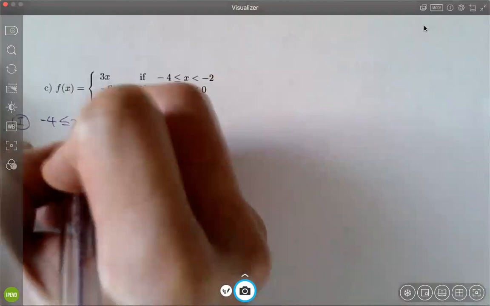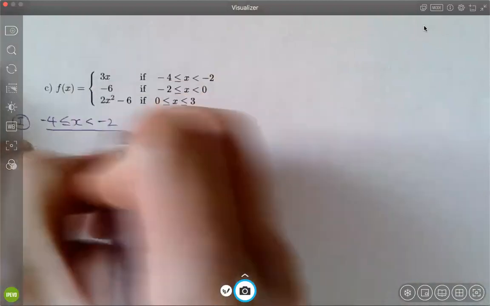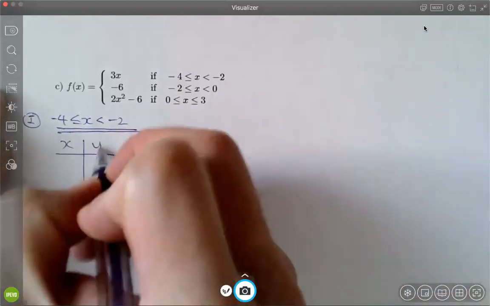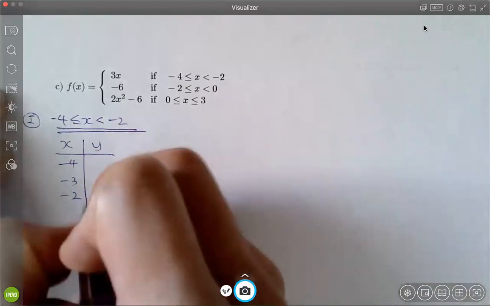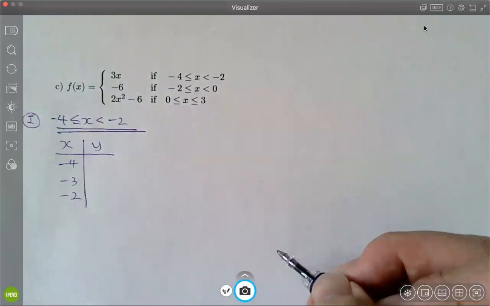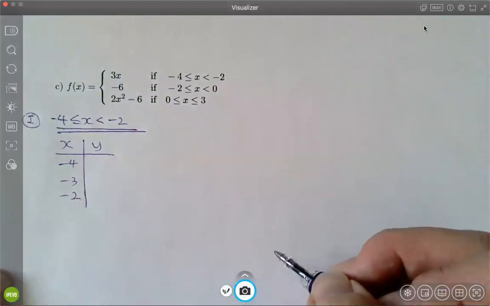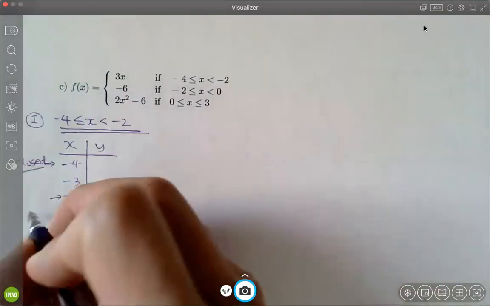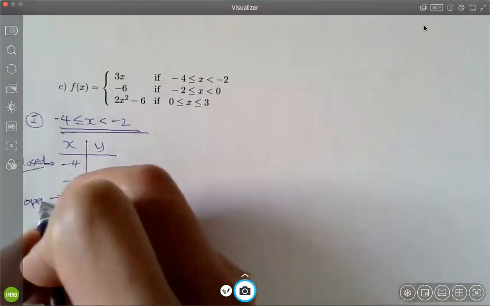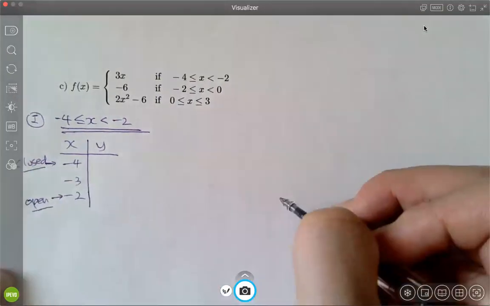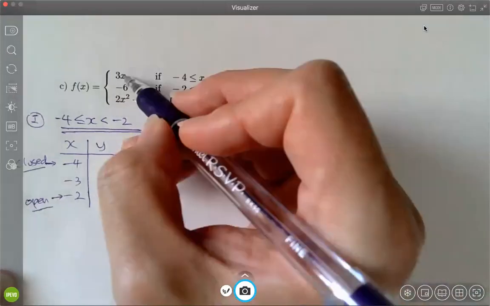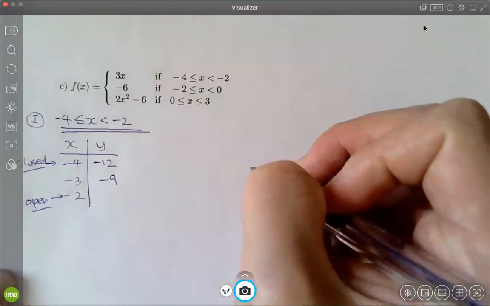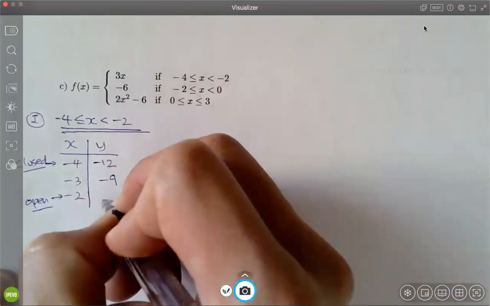-4 less than or equal to x less than -2. Okay, so here, what do we choose? I guess we can choose -4, -3, and -2, right? Those are the 3 obvious values. Okay, and now at x equals -4, we will put a closed circle, and at x equals -2, we will put an open dot, right? Okay, and now when x is -4, y is -12, and then -9 for x is -3, and when x is -2, we get -6, right?